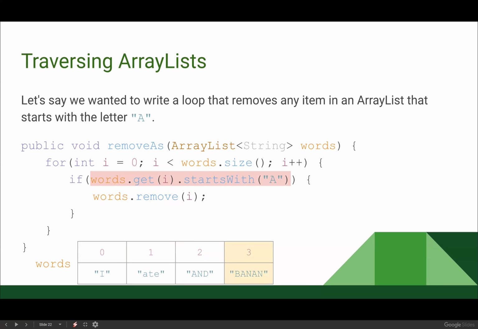Now, did we properly remove all of the words that start with the letter A? It looks like we still have the word "and" here. So we never actually checked if "and" starts with an A. So when we shifted it backwards, when we removed something and shifted "and" into that spot, we never actually checked that index. We never checked that value with this condition.